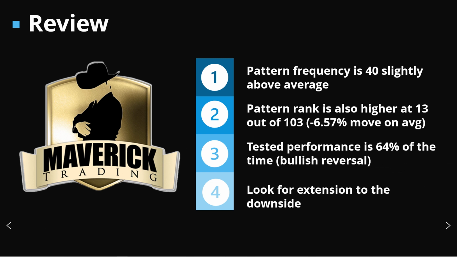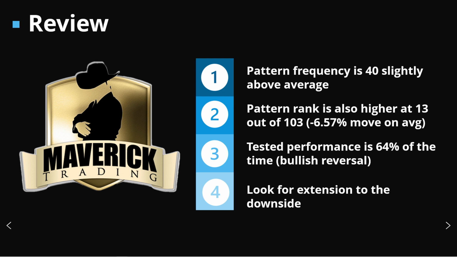So the pattern frequency is 40. It's slightly above average out of the 103 that he measures together. The pattern rate is also higher at 13 out of 103. It's pushing more into the top 10, obviously the top 15, but it's a 6.5% move to the downside on a pattern that's supposed to be a bullish reversal. So maybe we need to raise a radar to make sure that we don't let these things go over that 10-day period. If you're expecting some sort of a capitulation move to the downside, then yeah, it might be short-lived, but it could move pretty aggressive for you.